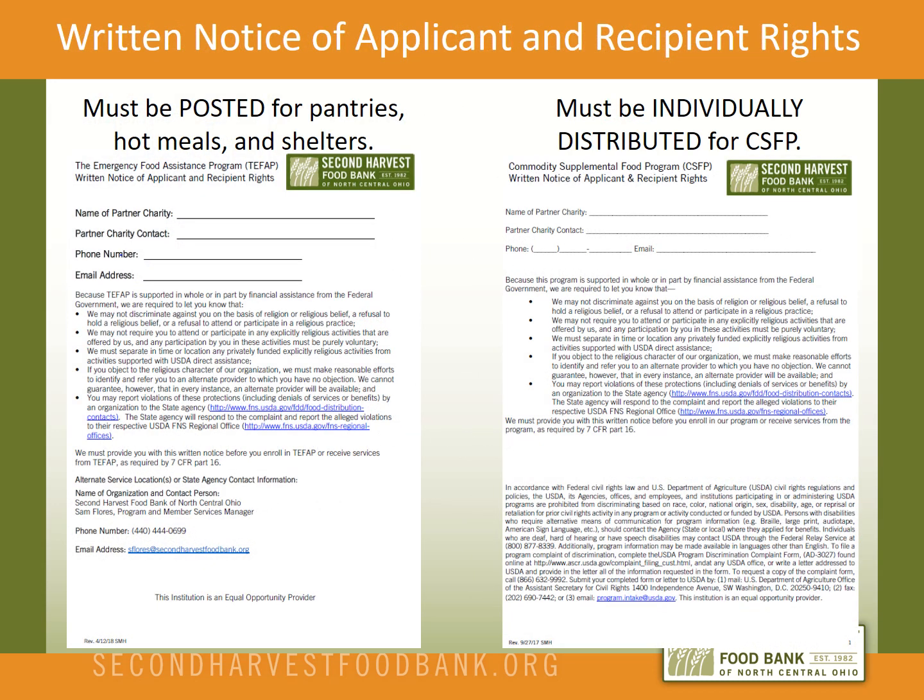Like I mentioned a little bit before, this posting needs to be available at your food program if you're a faith-based organization. It's called our Written Notice of Applicant and Recipient Rights, which pretty much lays out the rights of your community members to not have any sort of religious activity or materials forced upon them. For our pantries, our hot meals, and including shelters or a kids' cafe, you would put your partner charity name, a contact at your church or your organization, the church or organization's phone number. I wouldn't recommend putting a cell phone number just because this is going to be available to the public, and a generic email address for your organization if you have one.